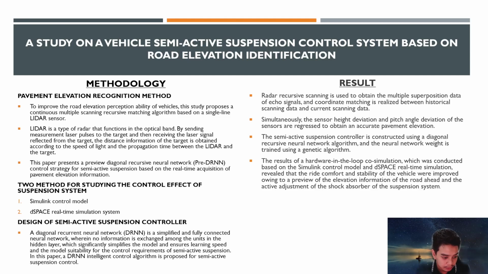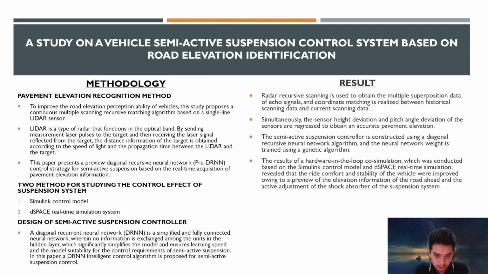The next point is the design of the semi-active suspension controller. A diagonal recurrent neural network (DRNN) is a simplified and fully reconnected neural network wherein no information is exchanged among the units in the hidden layer, which significantly simplifies the model and ensures learning speed and the model's suitability for the control requirements of semi-active suspension.